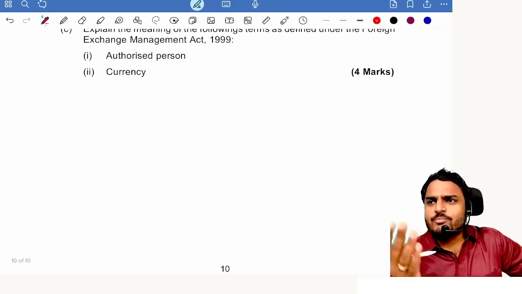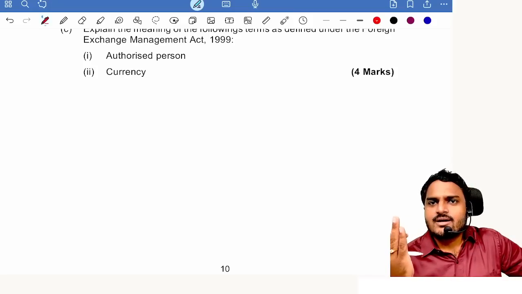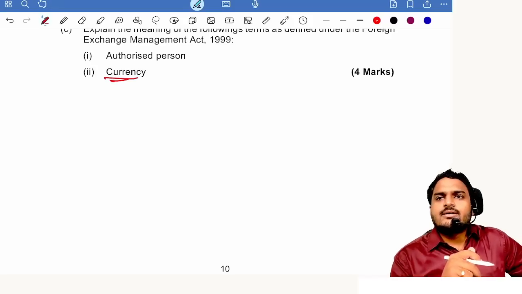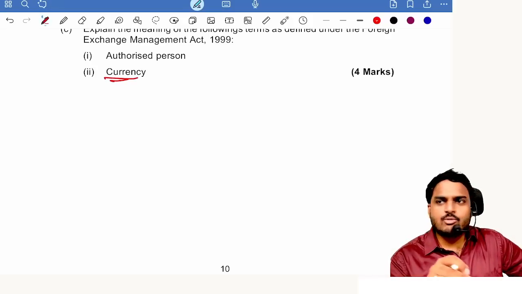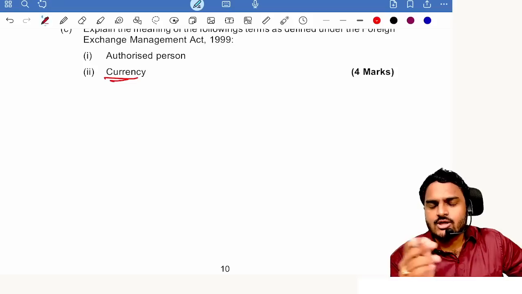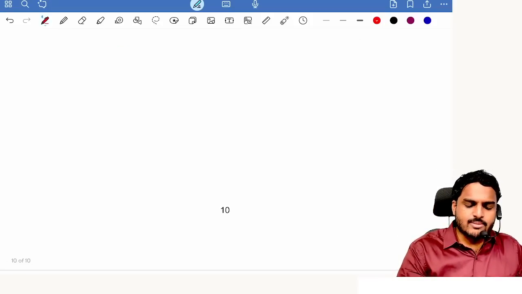Authorized person, 4 people. Authorized dealer, money changer, offshore banking unit, any person authorized. Currency, Indian currency. It's about Indian currency. If they ask you foreign currency, it's a currency other than Indian currency. Correct. With this, we completed mock test paper successfully.